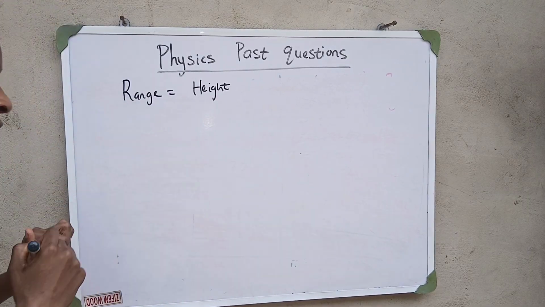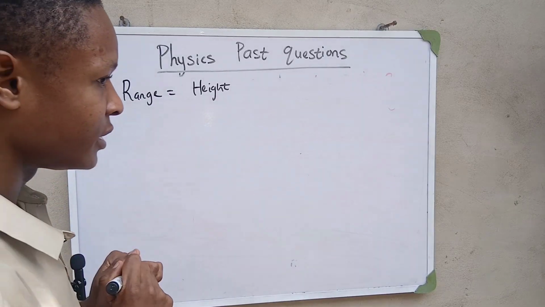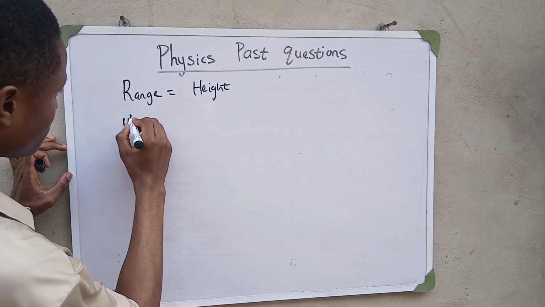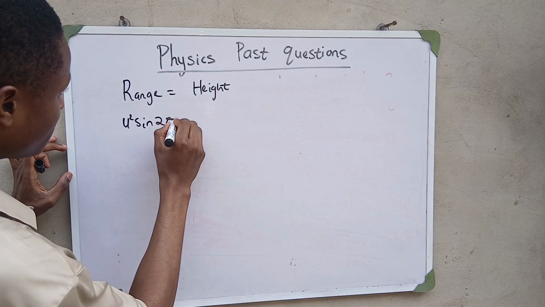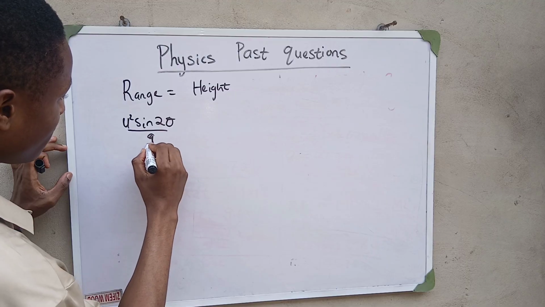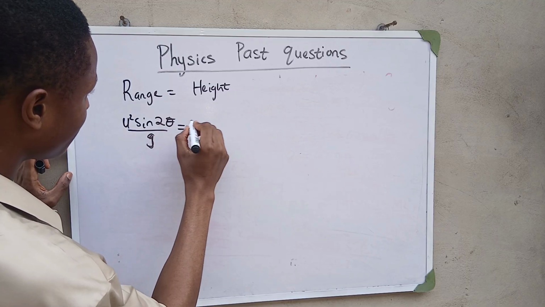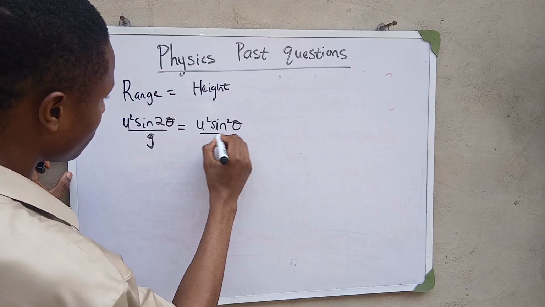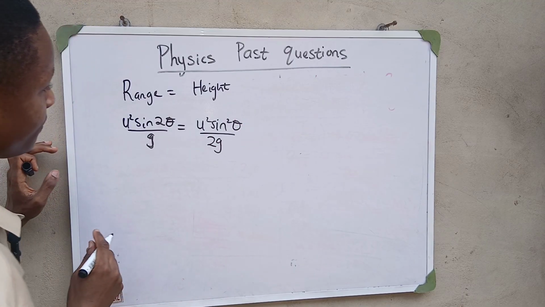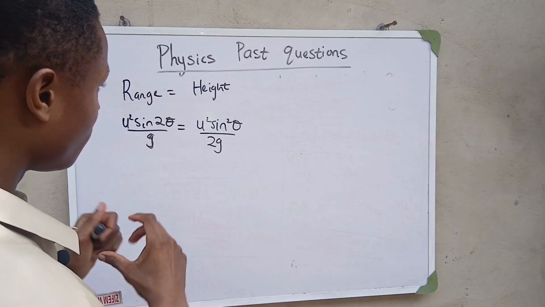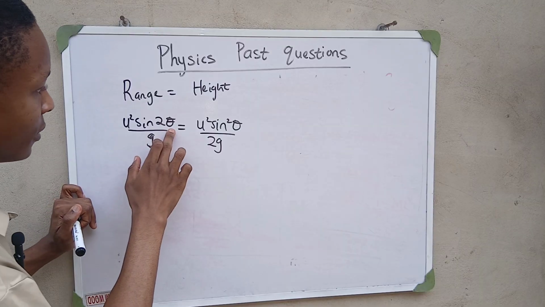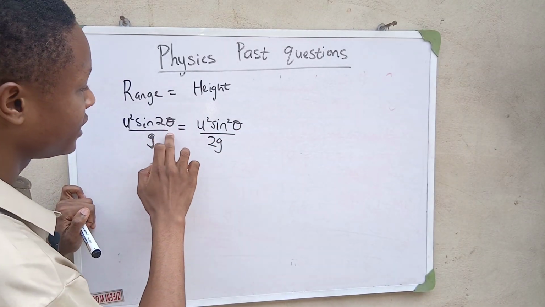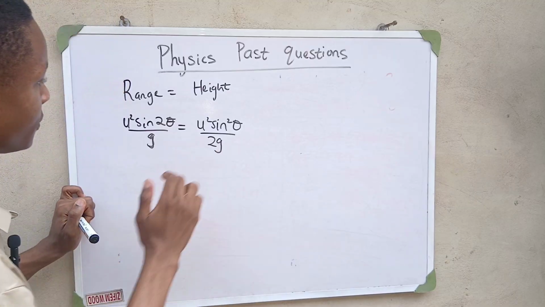So now, what is the formula for range of a projectile? The range of a projectile is u squared sine 2 theta over g, while for height, we have u squared sine squared theta over 2g. Now, what we are looking for is the angle at which the range and the height are equal.